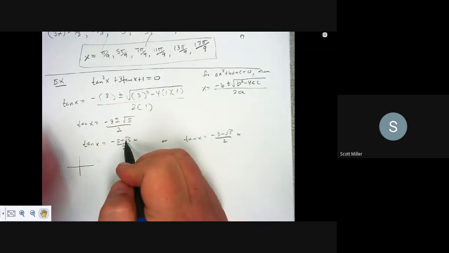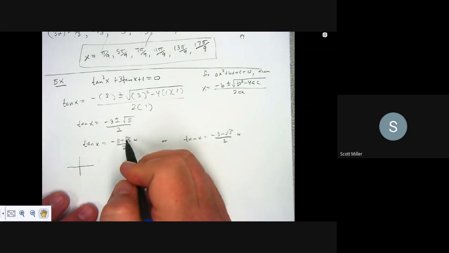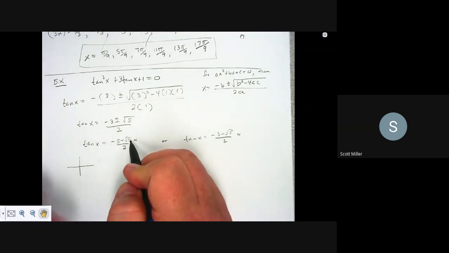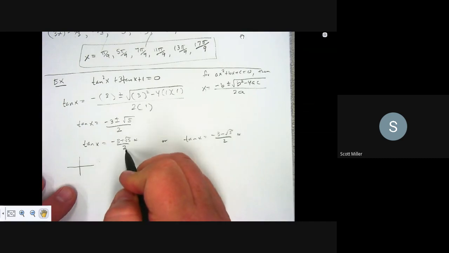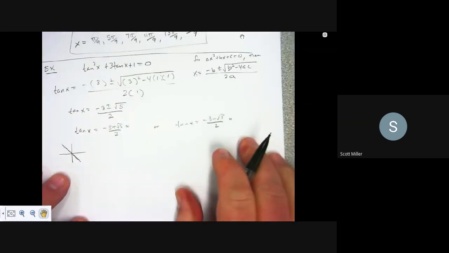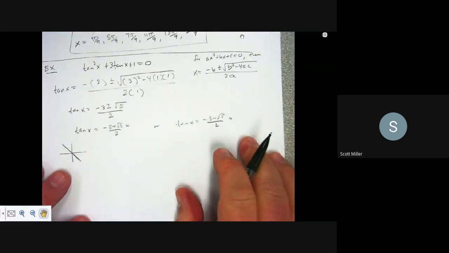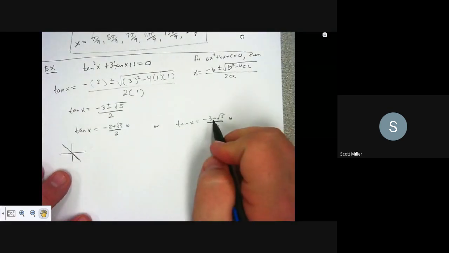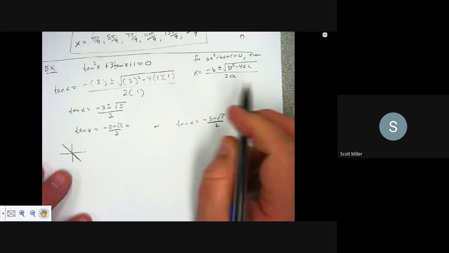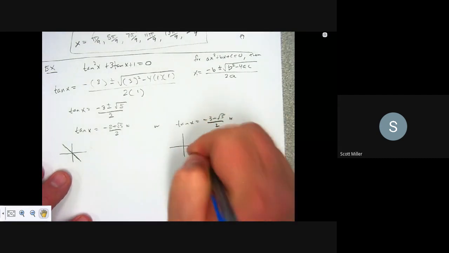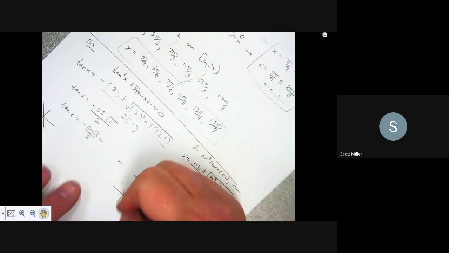So when working this out, this answer right here is going to be negative. The square root of 5 is like 2 point something, and so this minus 2 point something is going to be negative, and tangent is negative in quadrants 2 and 4. So that's what I have right there. This one over here is also negative, clearly, so it also has answers in quadrants 2 and 4.